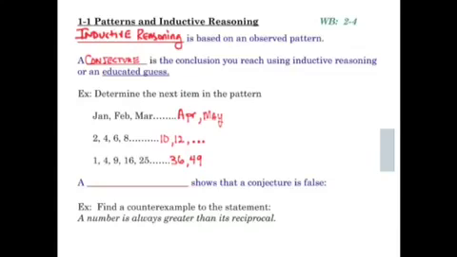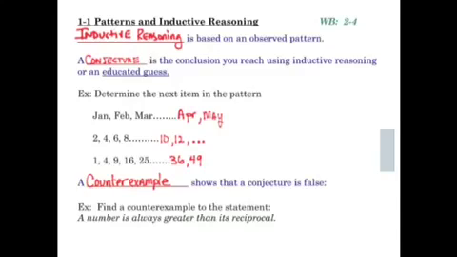And what we're going to spend a lot of time doing in geometry is taking our conjectures, our inductive reasoning, trying to turn that into the opposite, which is called deductive reasoning. And we're also looking for things called counterexamples. So if we have a counterexample, that's something that shows a conjecture to be false.